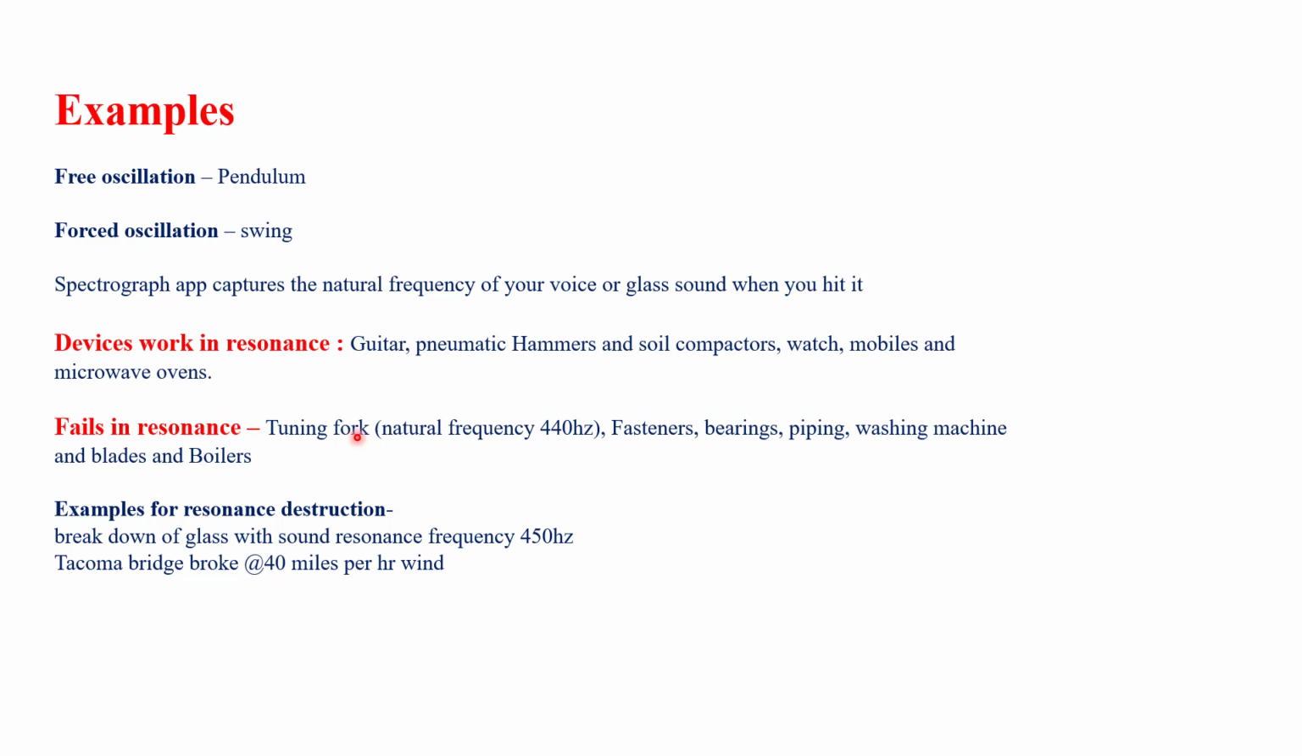An example is the tuning fork. If another tuning fork has 440 Hz, then it will definitely fail. And then the fasteners, the washing machine, the plates and the boilers. Examples of destruction due to resonance include the Tacoma Bridge, which everyone knows about. It broke at a 40 miles per hour wind. One more example is the breakdown of glass with a sound resonance frequency of 450. If you have a sound frequency of 450 Hz, the glass will definitely break.